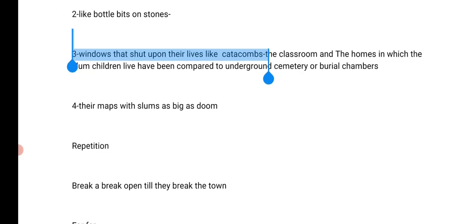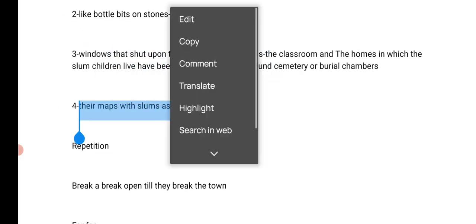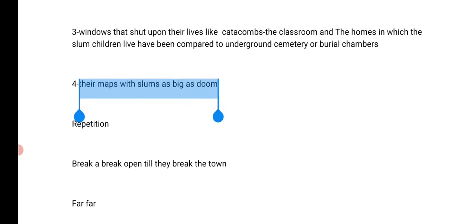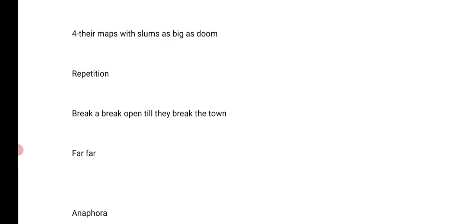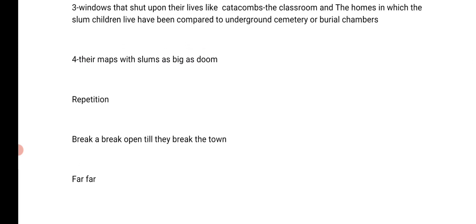Their maps with slums as big as doom, right? This is again very simple to identify, as big as doom. And then we have repetition. Repetition is very simple, and you can easily identify it, because you see a word being repeated either in one stanza or in the whole poem, right? So repetition is the process of repeating certain words or phrases, and there won't be any specific pattern.